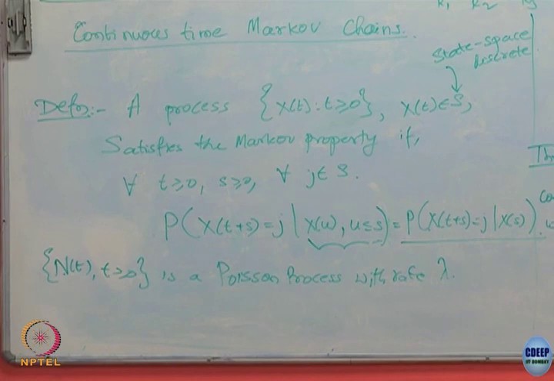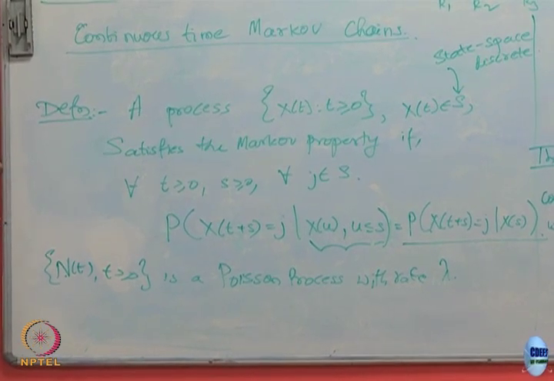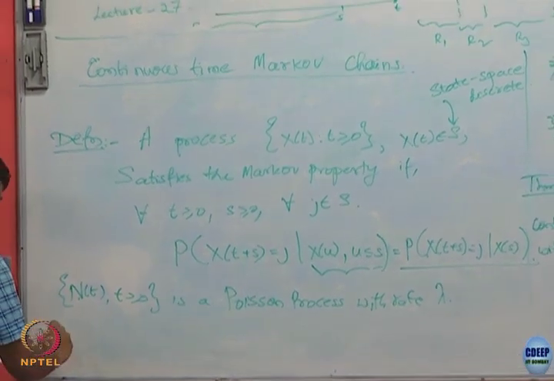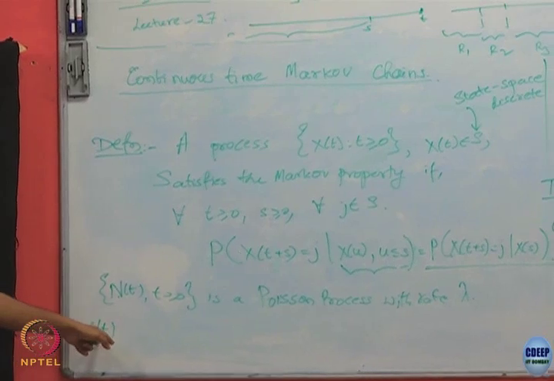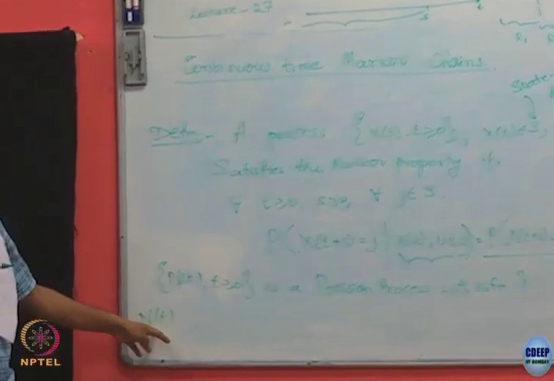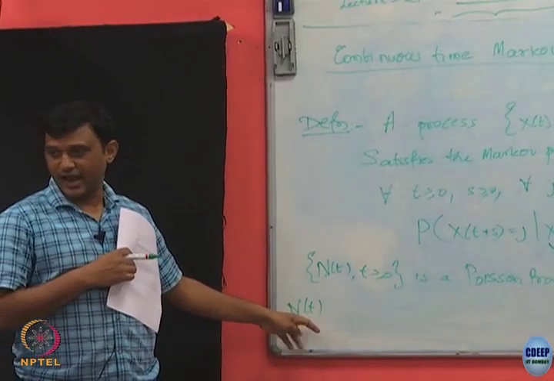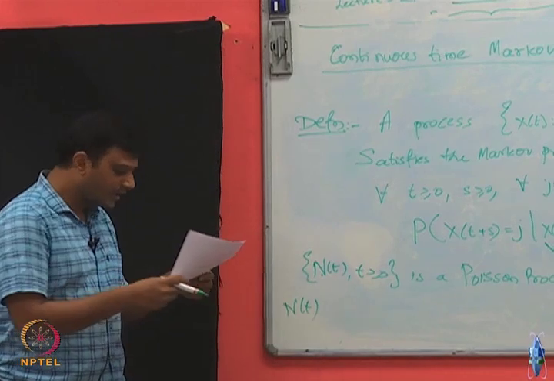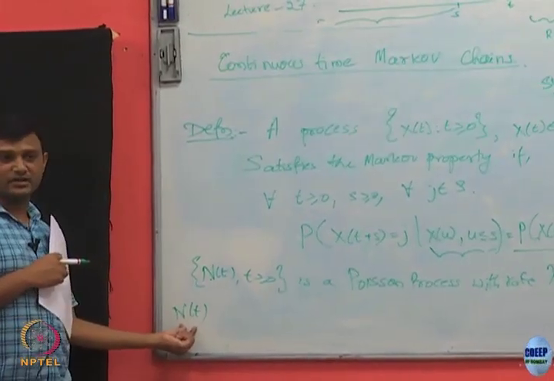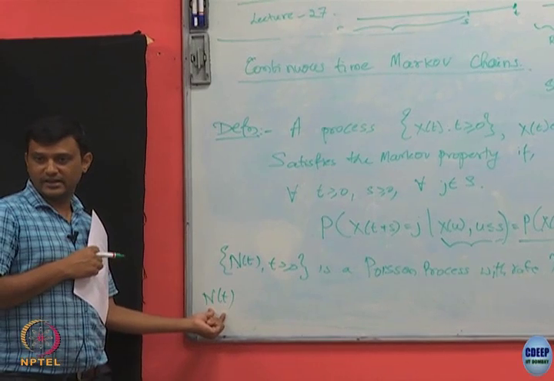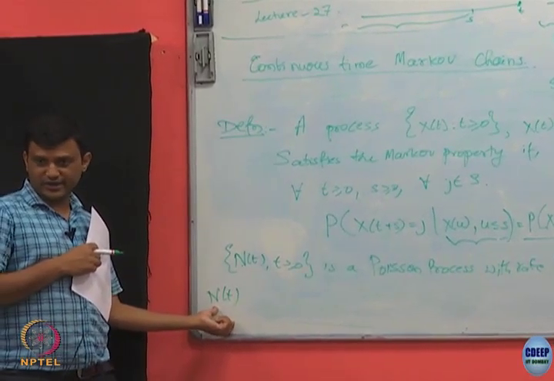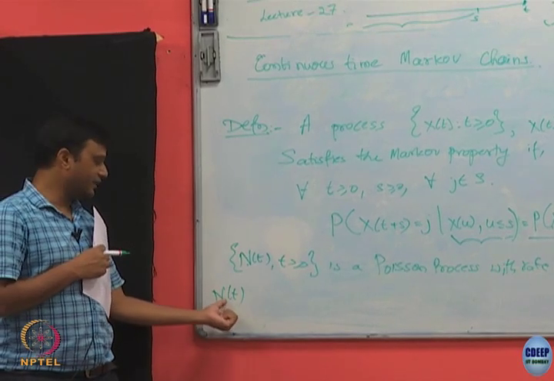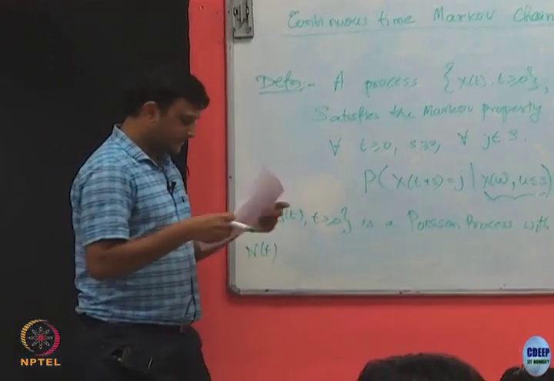So, we know that at any time t, N(t) is the number of arrivals or renewals that have occurred in the interval 0 to t. All these values are integer valued numbers. N(t) is a counting process, right? Every time it counts how many times things have happened in the interval 0 to t. So N(t) is going to take values 0, 1, 2, 3, like that.